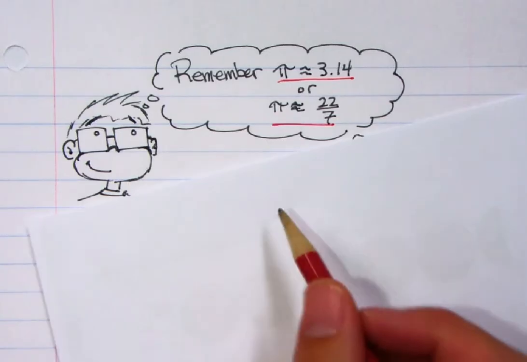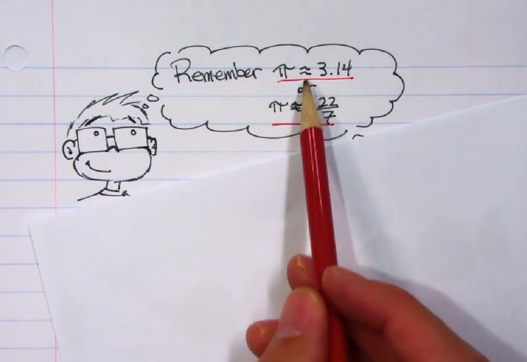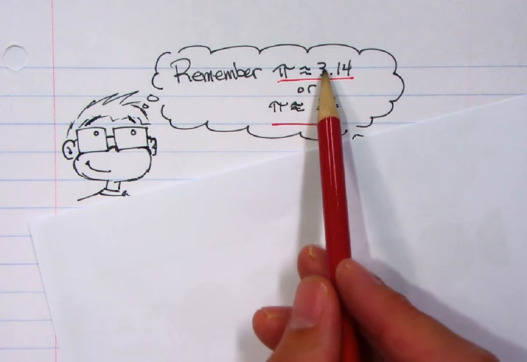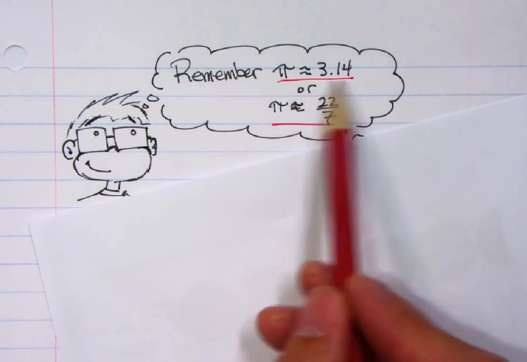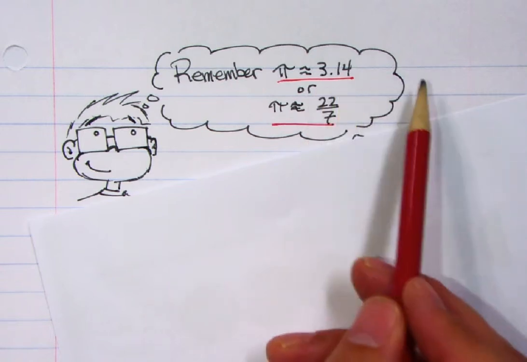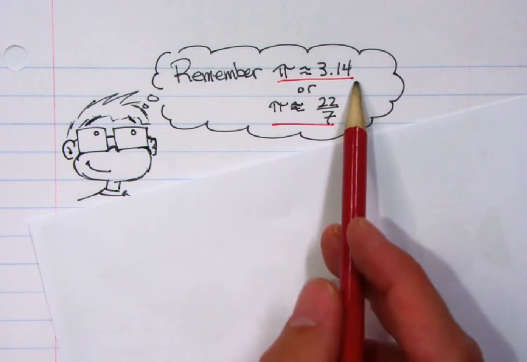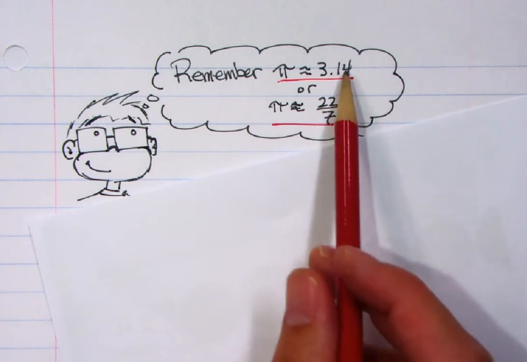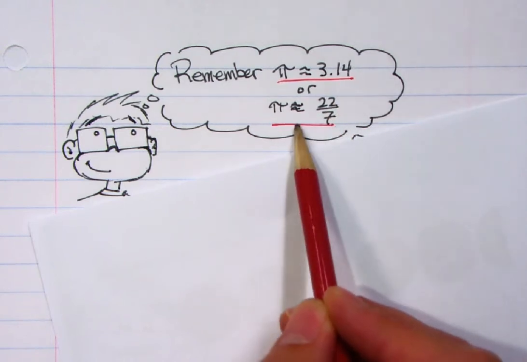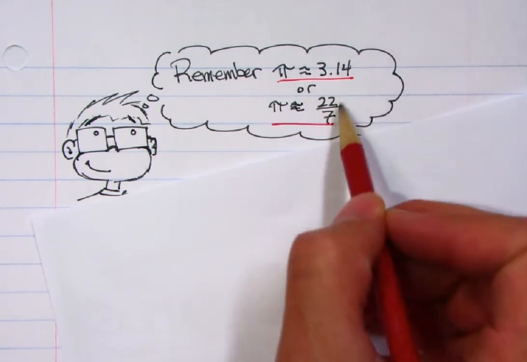A couple things for you to keep in mind. Remember that pi is approximately 3.14, not equivalent, approximate. It's about 3.14. The number keeps on going. It's an irrational number, but we go ahead and just round it to 3.14. You might have also learned that it could also be written as 22 over 7, which again is an approximation. It's close to there. So you can use this or that.